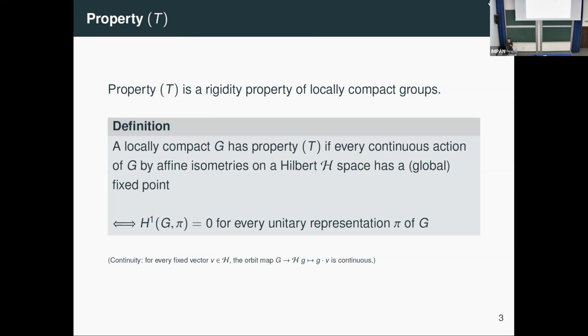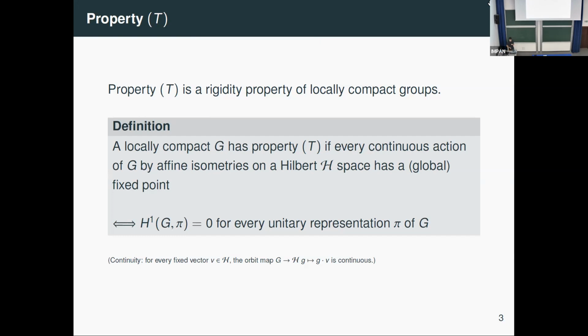Okay, so right away, this is the same as saying that the first cohomology of the group with coefficients in a unitary representation vanishes. By coefficients in a unitary representation, I mean you take a G-module consisting of a Hilbert space with the G-module structure given by this representation. And this is immediate because 1-cocycles for such G-modules are exactly affine isometric actions, and coboundaries are exactly the actions that have a fixed point. So this is very easy. Once you write it, it's easy to notice this.